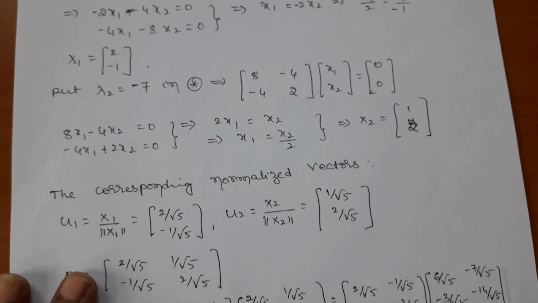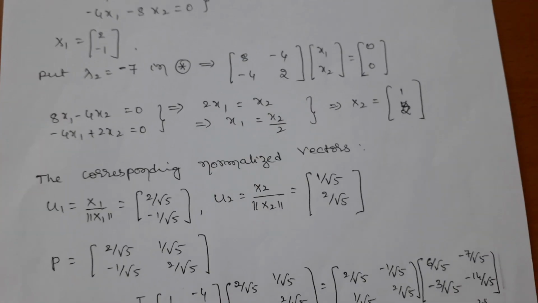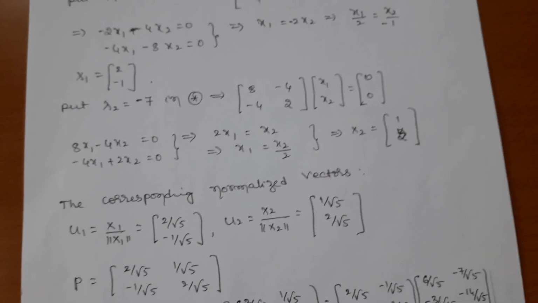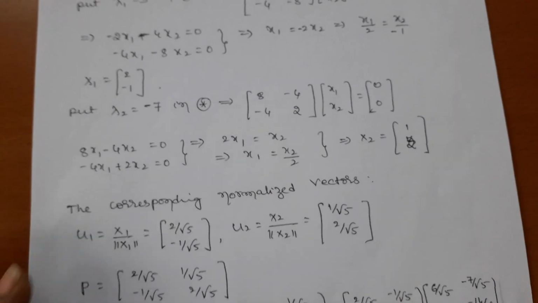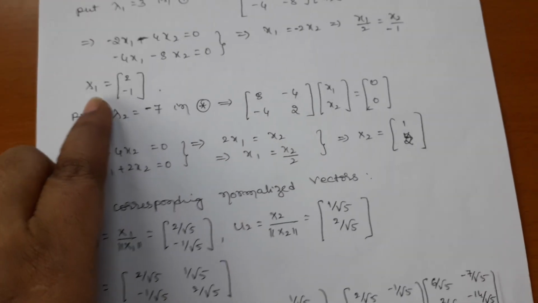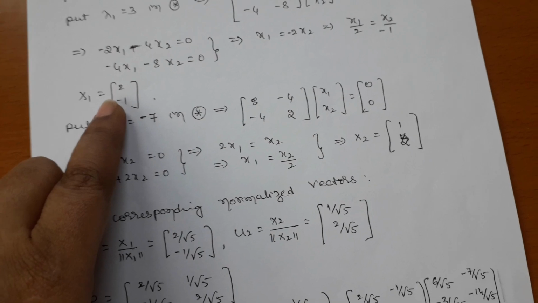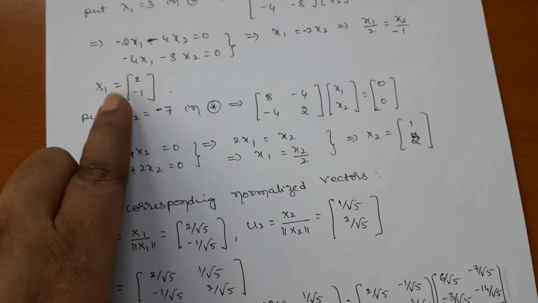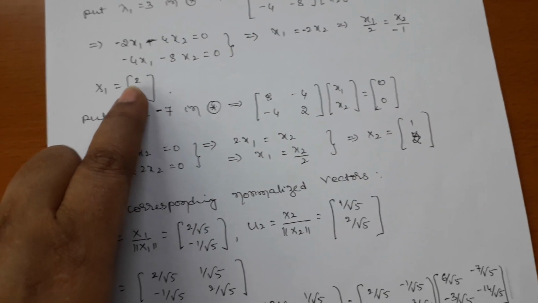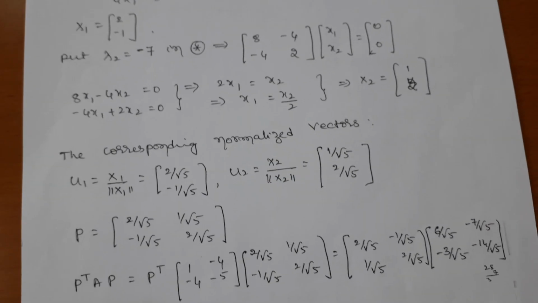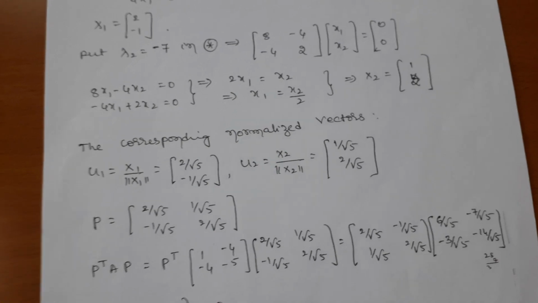Now the corresponding normalized vector. Once you find the eigenvectors, you find the corresponding normalized vectors. Why do I take normalized vectors? First, the inner product of x1 comma x2 is nothing but x1 transpose x2. That is 2, minus 1 times 1, 2. Multiplying that, we get 2 minus 2, which is 0. Therefore the inner product of x1 comma x2 is 0. Both x1 and x2 are orthogonal vectors.